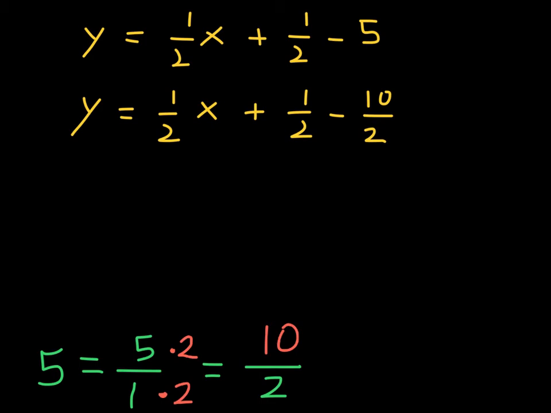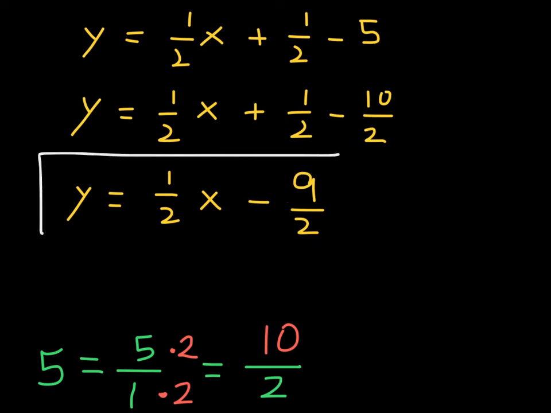All right, now I can continue with my arithmetic. So y is equal to 1/2 x, and then this is minus 9 over 2. All you got to do is subtract 10 from 1, which is negative 9, and keep the common denominator. This is slope-intercept form for this line. Pretty fun.